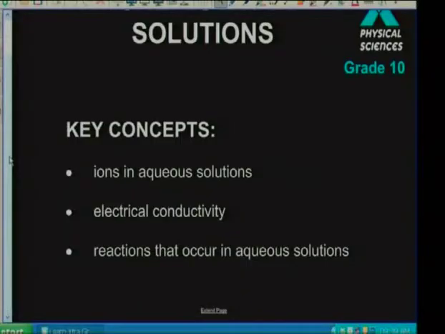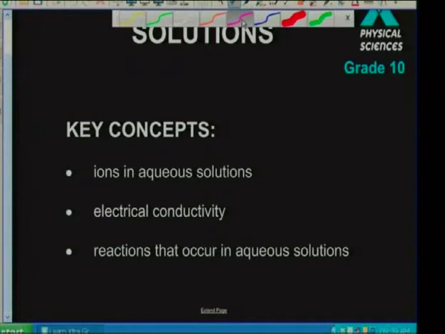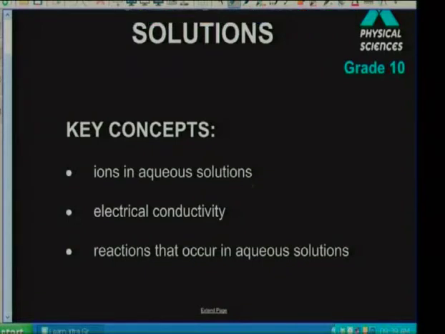So let's just summarize those 3 points, and you can have a look at the key concepts. We're dealing with solutions, and we talk about them as being aqueous solutions. That means they're in water, and we talk about the idea of an ion, and we'll come to that. Then we're going to talk about electrical conductivity, the properties of these solutions, and we'll look at reactions that occur in aqueous solutions. Now, let's get going by having a look at the formation of solutions.